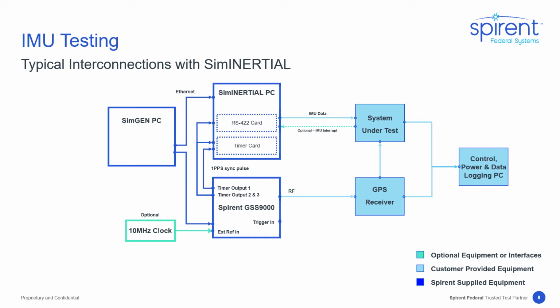Here is a notional interconnect diagram when conducting IMU system level testing. The SimInertial PC will provide simulated delta thetas and delta Vs to the system under test. The GSS 9000 signal generator chassis will provide RF signals to the GPS receiver, which can be combined and blended in the system under test. Synchronization signals between the GSS 9000 and the SimInertial PC will keep data and signal coherent. And optionally, control, power, and data logging can be handled by an external PC.